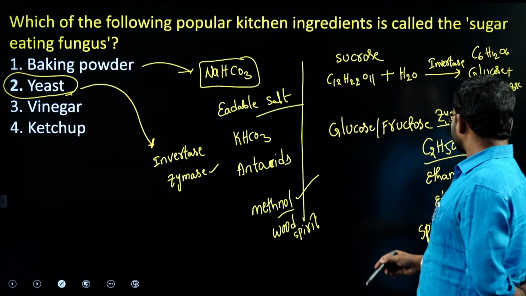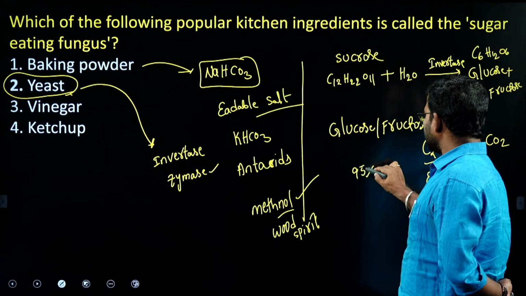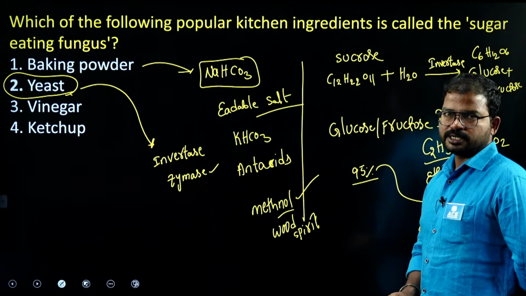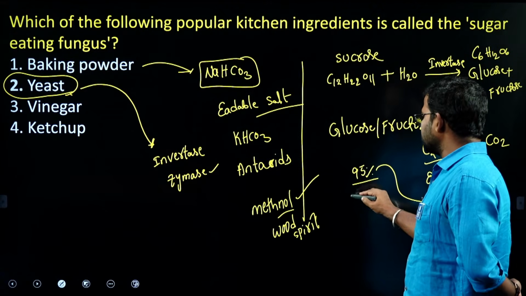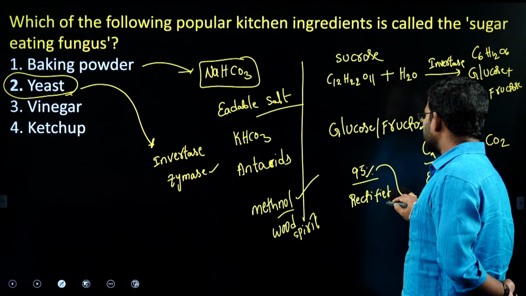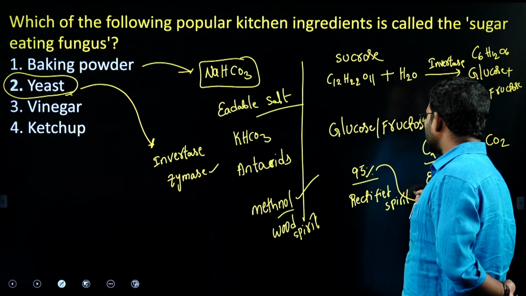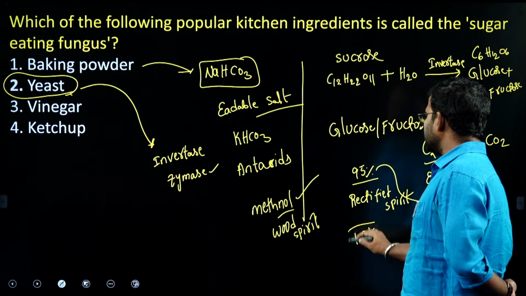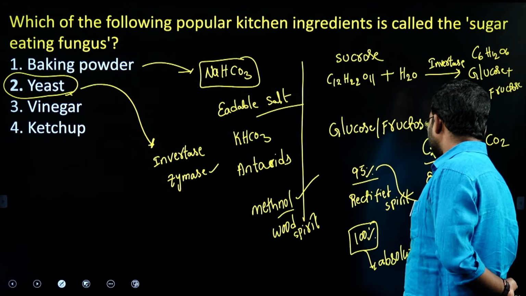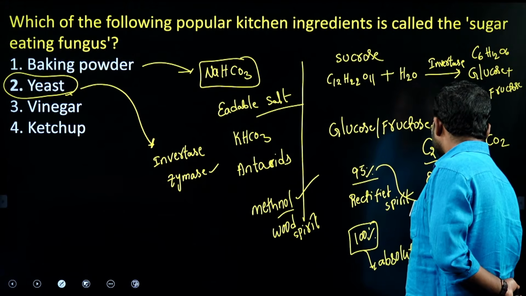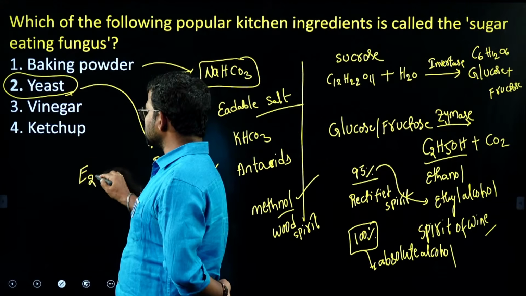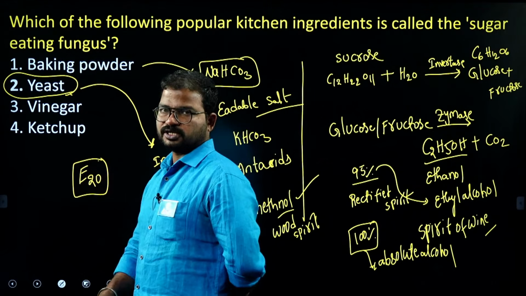Next, 95% pure ethanol is treated as industrial alcohol, or rectified spirit. What about 100% alcohol? 100% pure alcohol is treated as absolute alcohol. Presently, India is using E20 fuel.